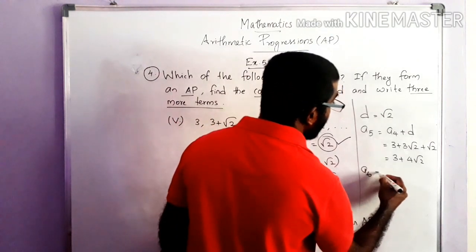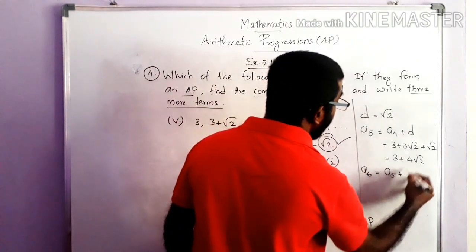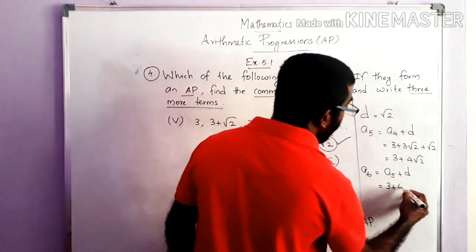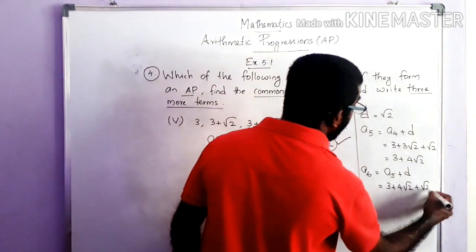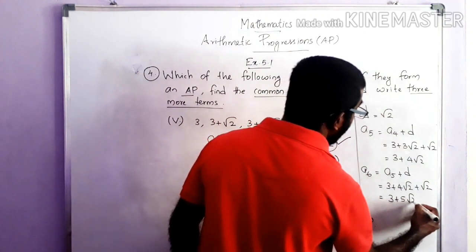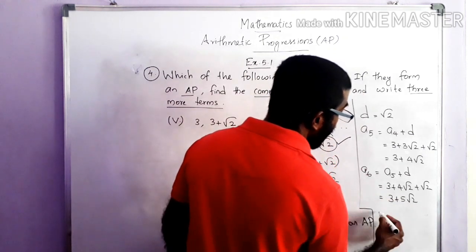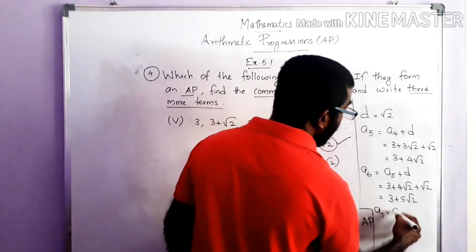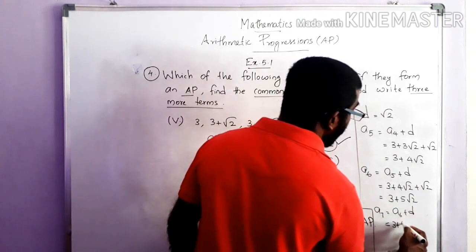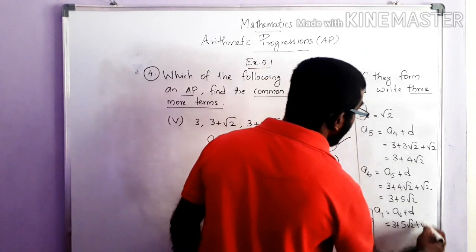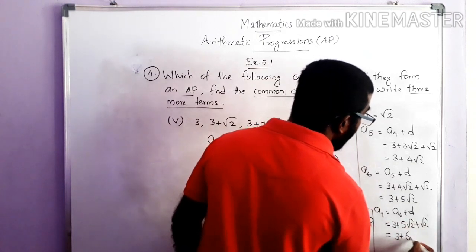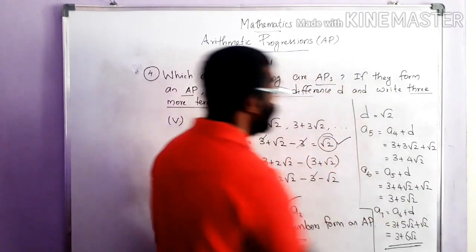And A6, the sixth term is A5 plus D. That's equal to 3 plus 4 root 2 plus root 2. And that will be equal to 3 plus 5 root 2. And finally, the seventh term is A6 plus D. That is 3 plus 5 root 2 plus root 2. And it becomes 3 plus 6 root 2.